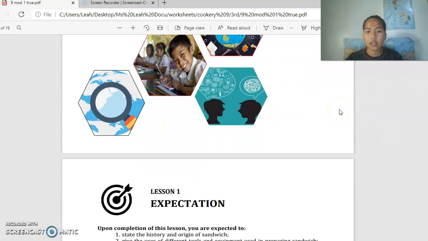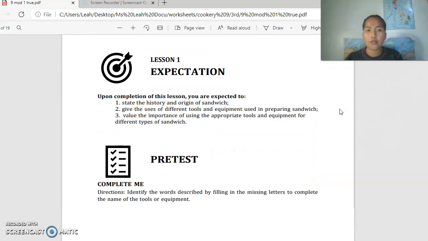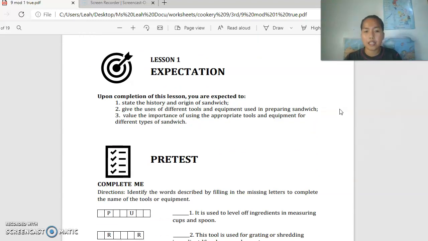So, anyway, this is your module. I just open it so that you can be guided. For lesson 1, you are expected to state the history, give the uses of different tools in preparing sandwiches, and give the importance of these tools.